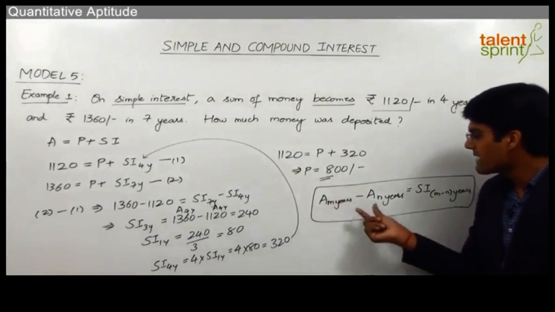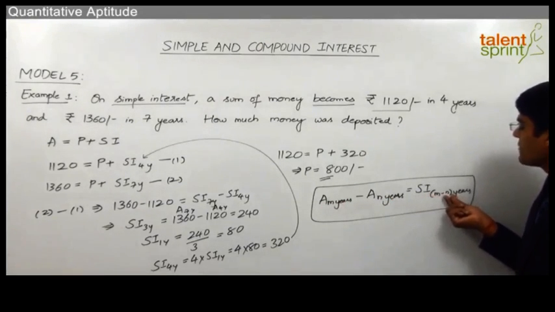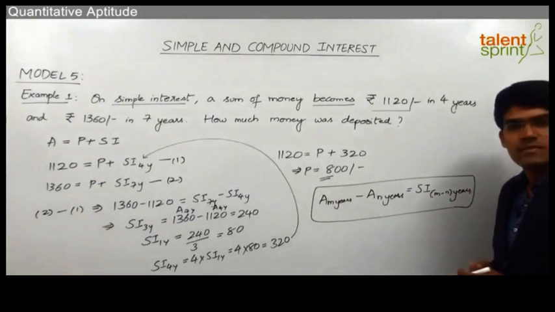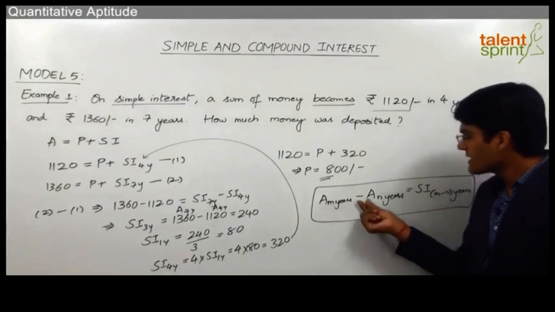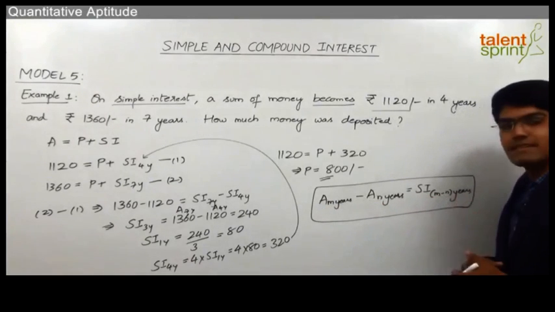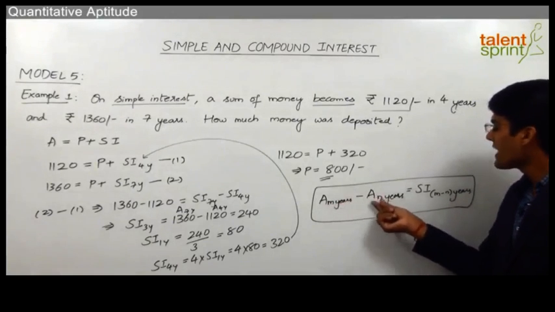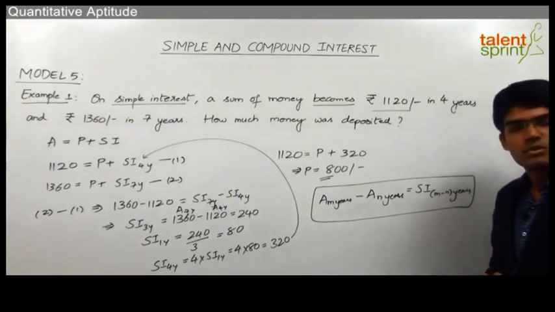Amount of 10 years minus amount of 4 years will be the simple interest of 10 minus 4, that is equal to 6 years. Or amount of 8 years minus amount of 2 years will be equal to the simple interest of 8 years minus 2 years, 6 years. Or likewise, whatever m or n is given to you, you can just subtract that and find out the simple interest for those many years.